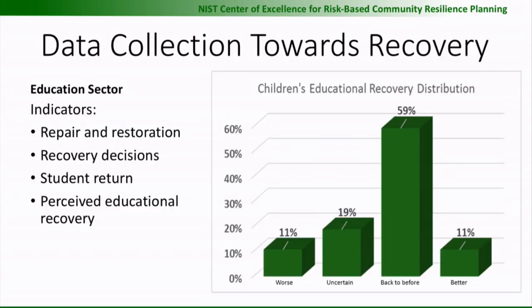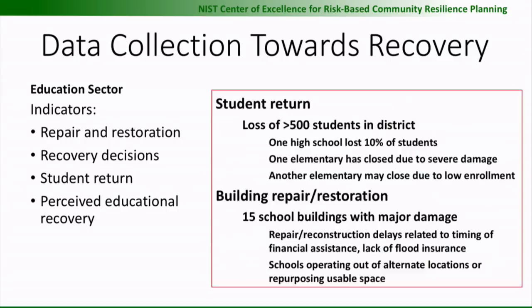And if we plot this distribution across our samples, we see that 59% said back to where it was before the flood, and 11% had even had improvements. So that was really wonderful. But 19% said uncertain because things are still changing, and 11% said that it was worse off than before the flood. And so these are kind of high percentages to have, indicating negative responses or declining recovery trajectories, and there's a lot of factors that contribute to that.